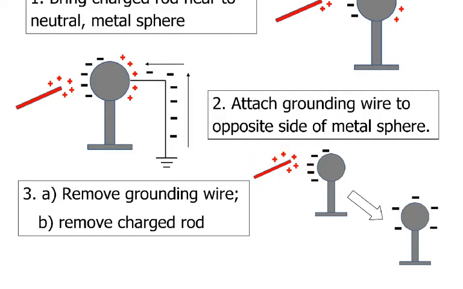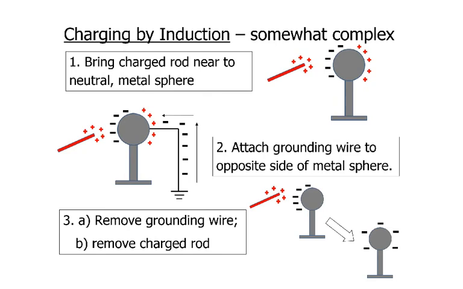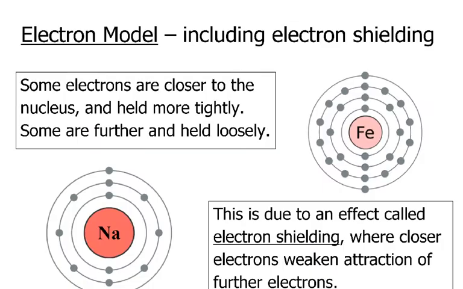So that's the idea of charging by induction. You bring a charged object over near to a neutral object, right? Because this sphere started out as being neutral overall, and then you can basically induce a charge by the end through this process. Okay, so we took a neutral sphere and we made it negatively charged. That's charging by induction.